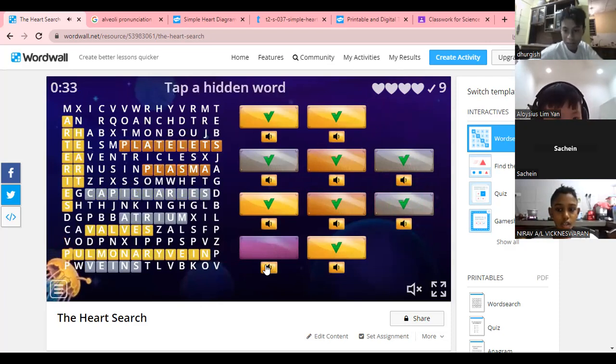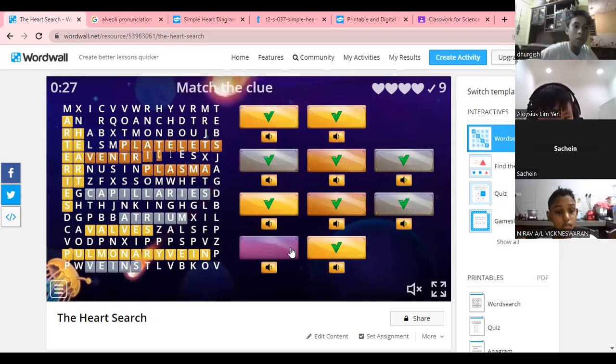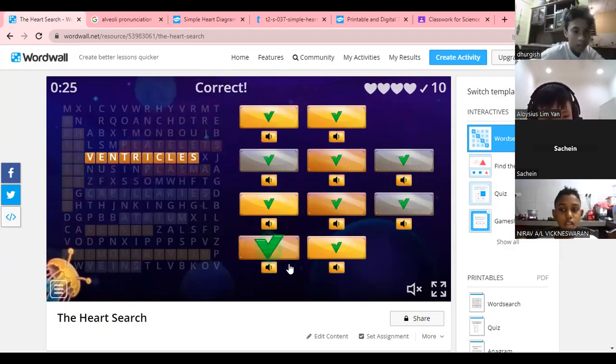Ventricles. Where? Teacher, above plasma, below platelets. It's above the middle.